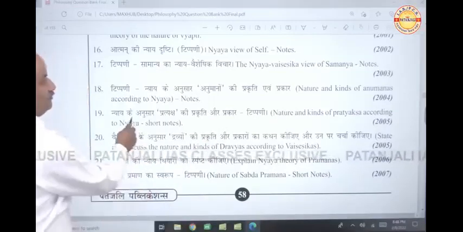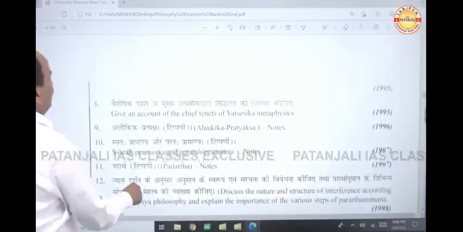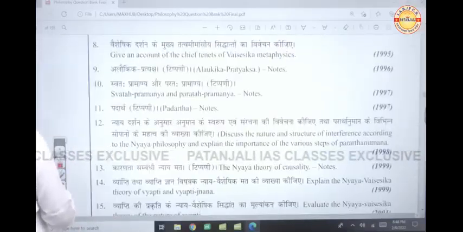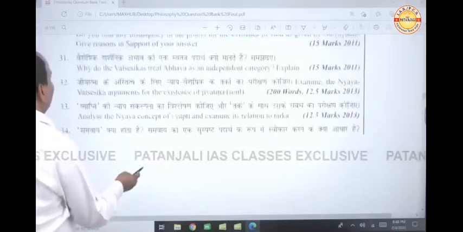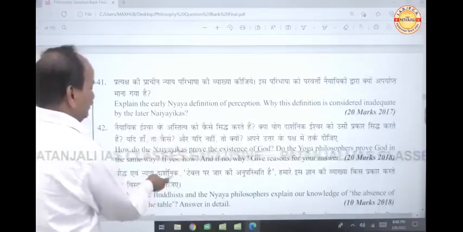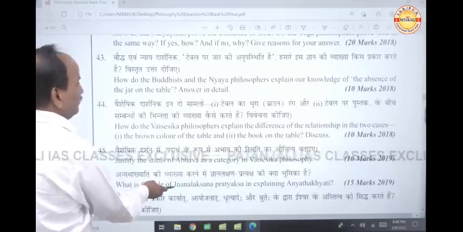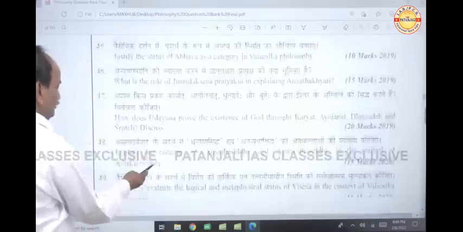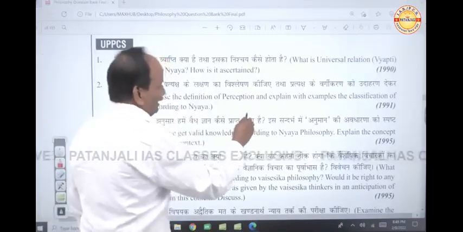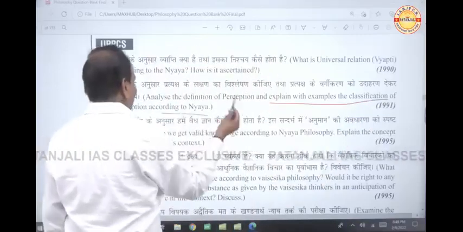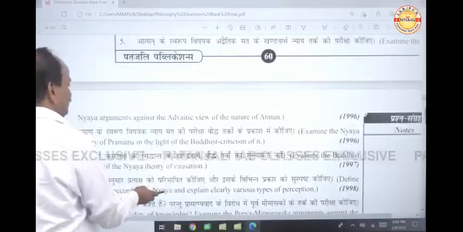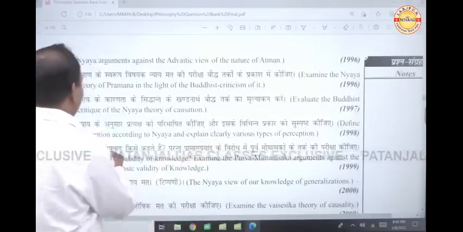Nature and kinds of प्रत्यक्ष according to Nyaya 1.5. Once 2017 only one. और आईएएस में है क्या? पीसीएस में देखो 2017. One question was asked in UPPCS. Analyze the definition of perception and explain with example the classification of perception according to Nyaya. Classification अभी नहीं देखा है हमने. But can you analyze the definition of perception? हमने perception को अच्छे से देख लिया. Perception according to Nyaya.